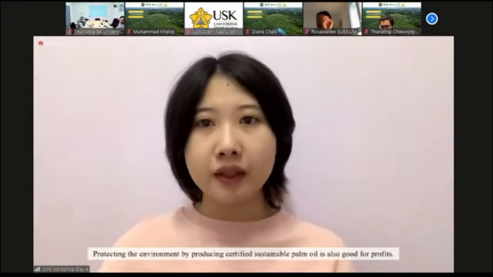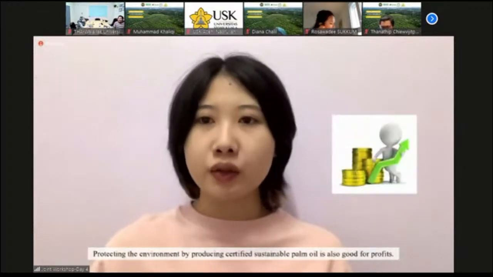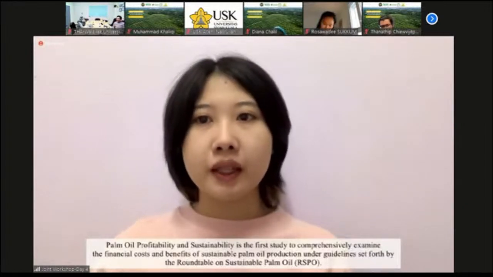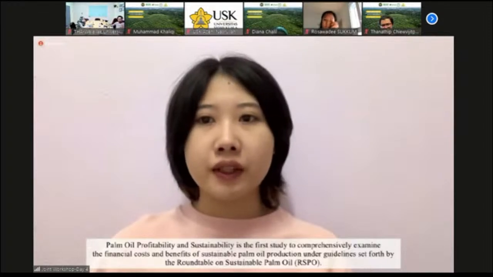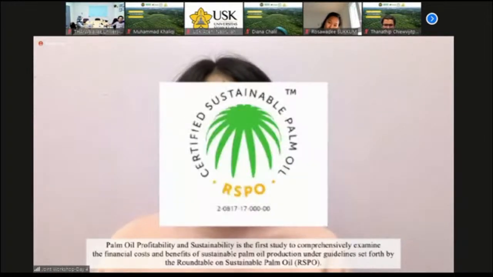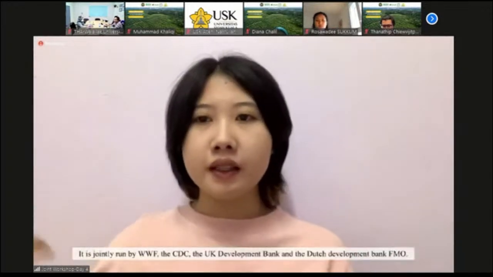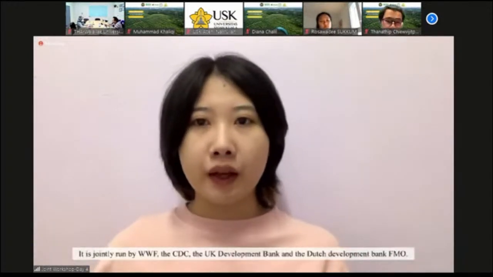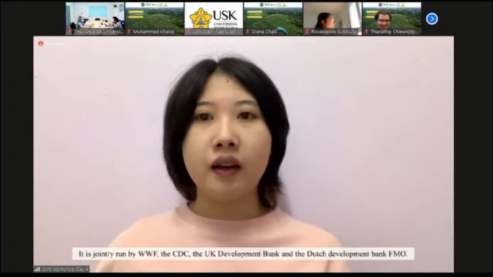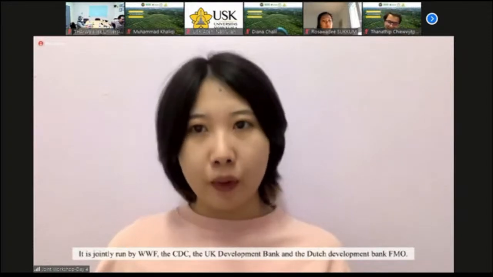Protecting the environment by producing certified sustainable palm oil is also good for profits. Palm oil's profitability and sustainability is the first study to comprehensively examine the financial costs and benefits of sustainable palm oil production under guidelines set forth by the Roundtable on Sustainable Palm Oil or ISPO. It is jointly run by WWF, the CDC, the UK Development Bank, and the Dutch Development Bank (FMO).